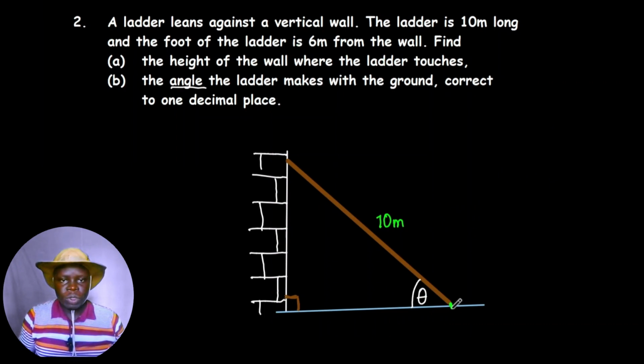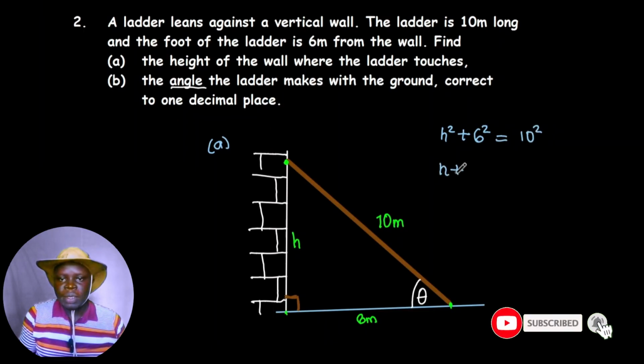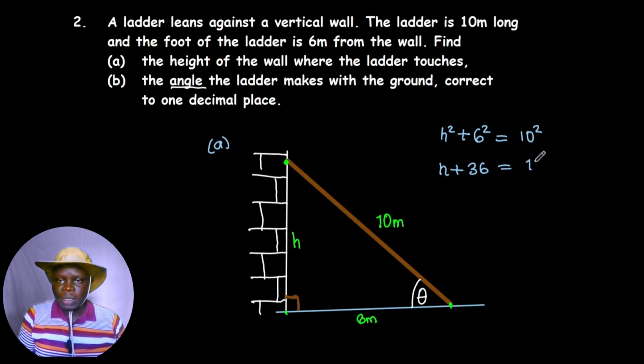So if this is the foot of our ladder from the wall, that is 6 meters. Therefore, we can go on and get the height of the wall at exactly this point where the ladder is touching it. Since we don't know this angle, we can use Pythagoras' theorem to find the height of our wall. Answering part A of the question: h squared plus 6 squared must give us 10 squared. When we square 6, we get 36, and 10 squared is 100.